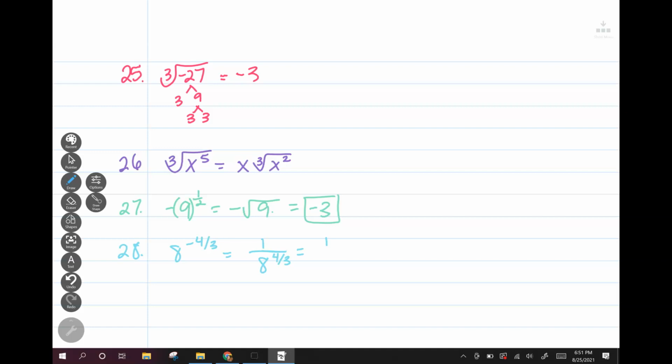Okay, so now we're going to change this to a radical. The denominator is a 3, so that's cube root of 8 to the 4th. Remember, it's power over root, so the root is 3 and the exponent is 4. The cube root of 8 is 2, so it's 1 over 2. 2 to the 4 is 16, so 1 over 16.